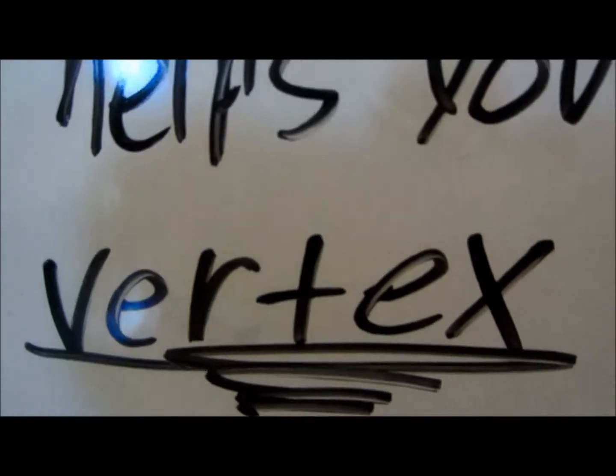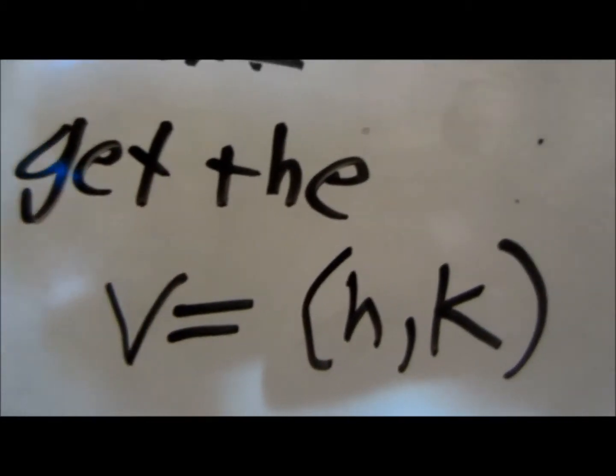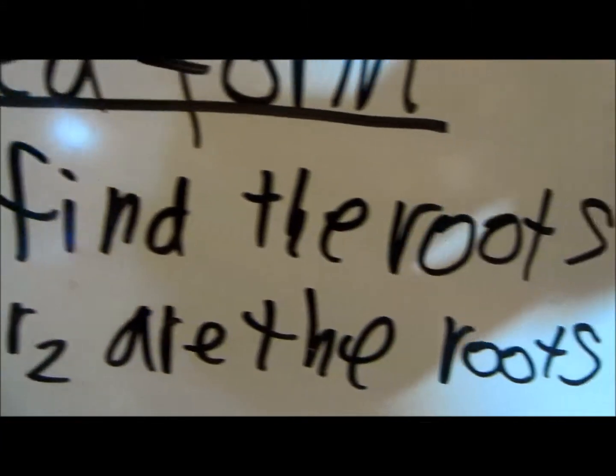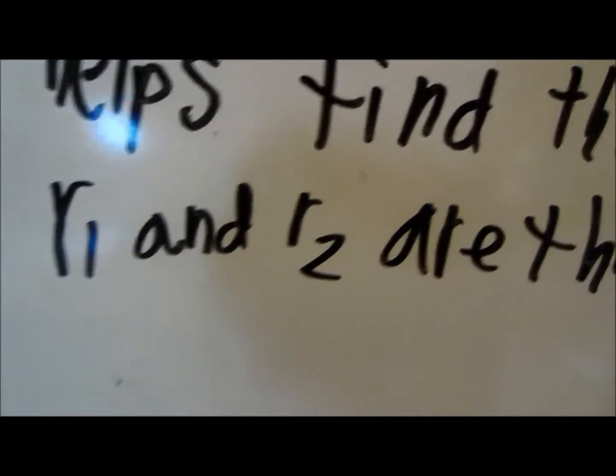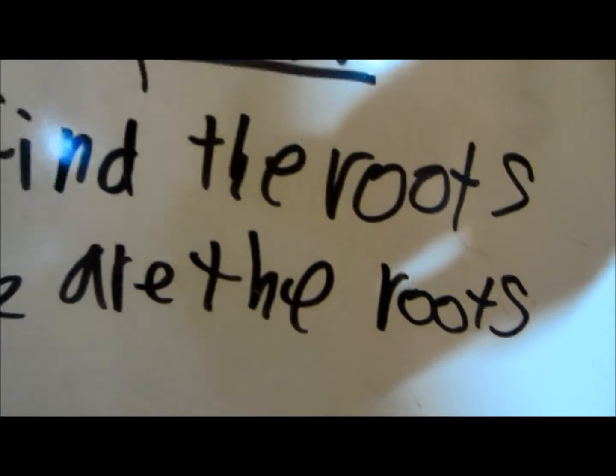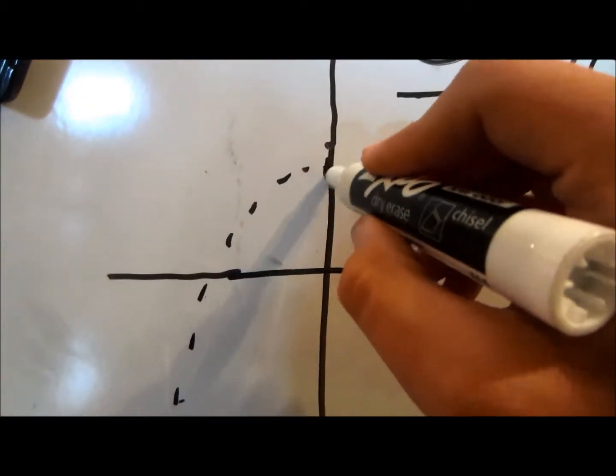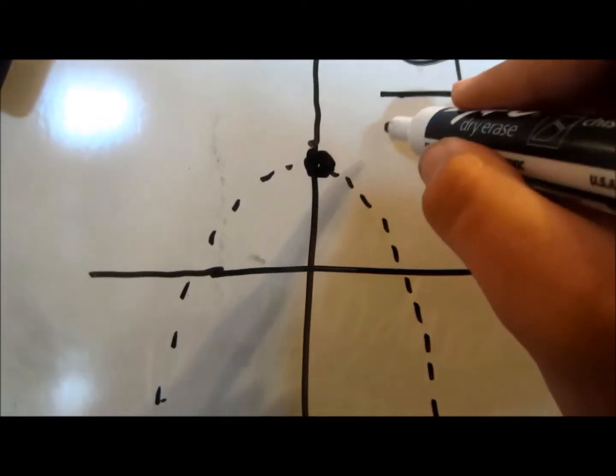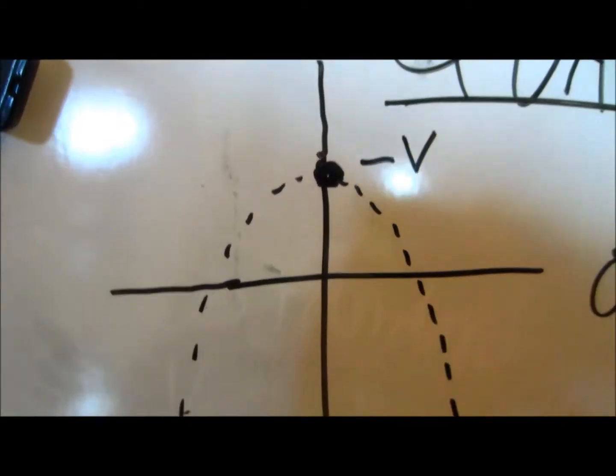Vertex form is usually used to find the vertex. The vertex is h, k. Factored form is usually used for finding the roots or solutions. R1 and R2 are both roots. On a graph, the vertex is the very top of the parabola, while the roots are the x-intercepts.